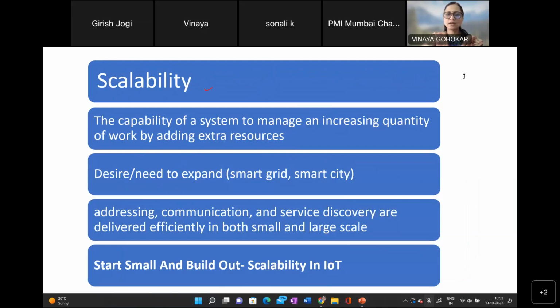Without adding extra resources, you must be able to add more devices, or your system should work even if a few devices are removed from or added to the system. Take an application of a smart city, for example a parking system. Initially, let's say I'm designing it only for my MIT campus. Then, seeing the success of this design, I should be able to scale it to the Kothrud region. Further, if it is successful there, I may expand it to the complete Pune region.